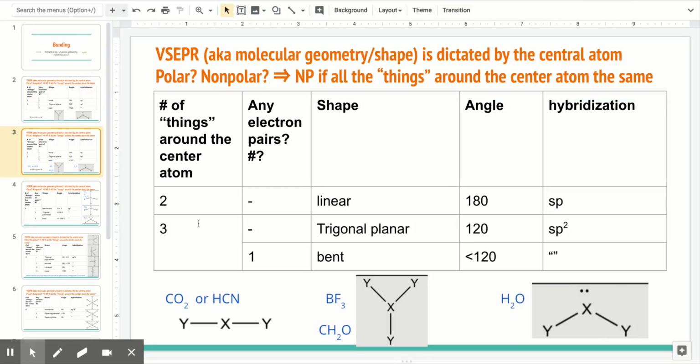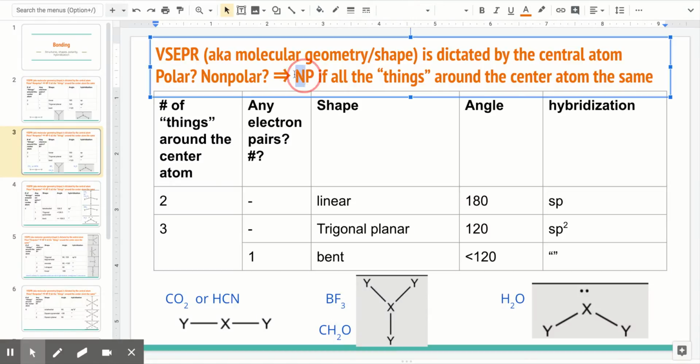So some specific examples here for a linear molecule might be like CO2, where you'd have C in the middle and 2 oxygens on the outside. Or you could have HCN, where we would have hydrogen, carbon, and then nitrogen. So let's look at what that means for polar versus nonpolar. So remember I said that it would be nonpolar if all the things around the center atom are the same.